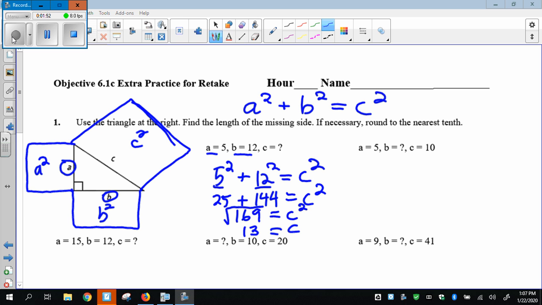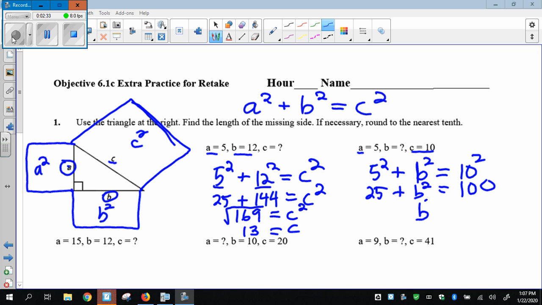One check that you can do is make sure that if you're finding c, it's bigger than a or b. If you're finding a or b, it should be smaller than the long side c. And the second one, I'm given a and c, and I have to find b. I'm just going to write a squared, which would be 5 squared, plus b squared, which I don't know, equals c squared, and c is 10, so I'm going to do 10 squared. Well, 5 squared is 25, plus b squared equals 100.